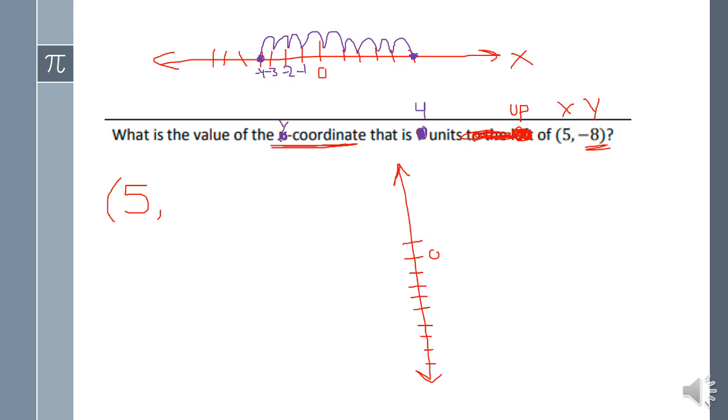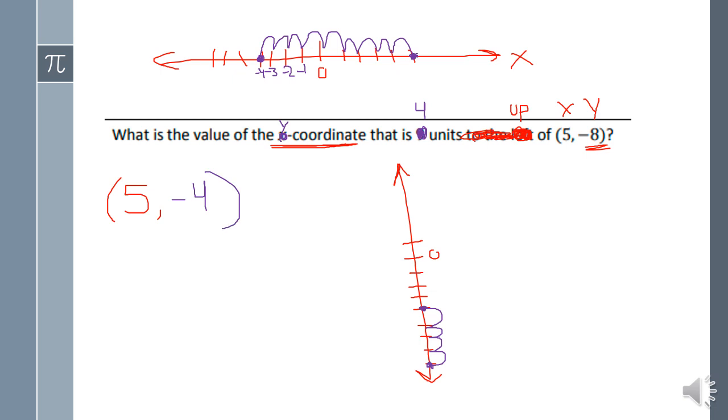So negative 8 would be right here. And I'm going to bunny hop 4 units up. So 1, 2, 3, 4. And so my new point, or my new value for the y coordinate, would be right here. So let me just make sure I got my number. That is negative 1, negative 2, negative 3, negative 4. So negative 4 would be my y.